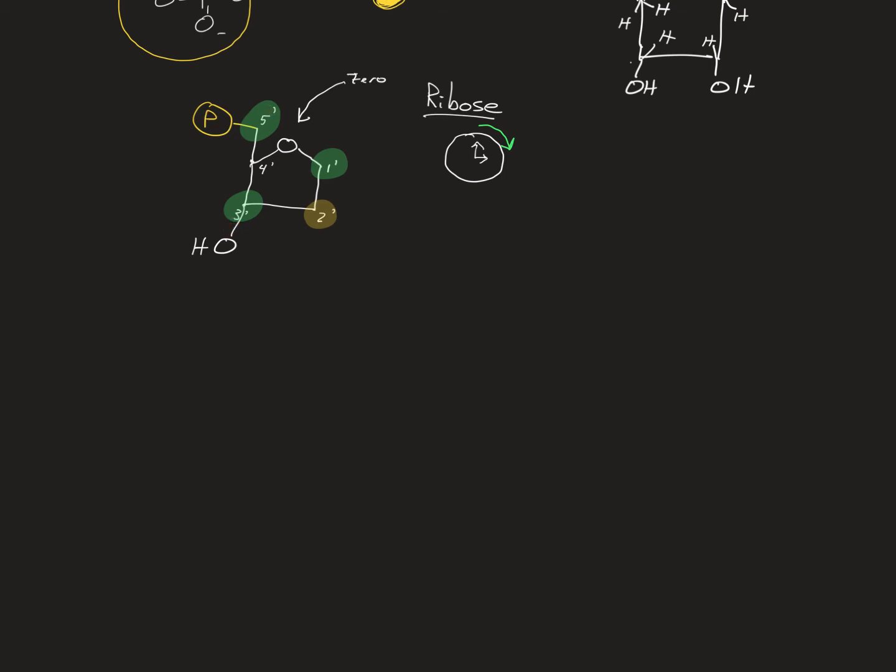5' always has a phosphate. 3' always has a hydroxyl in DNA and RNA. The 1' is where we're going to attach the nitrogenous base. So the A, C, T, or G gets attached here. All right.